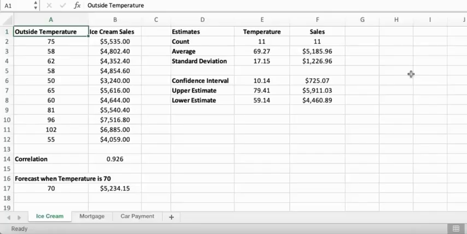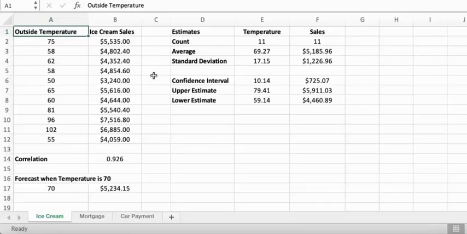So what we've done here is we've gone back through our records. We've randomly selected 11 days and recorded the sales for those days. We then did an internet search and found the high temperature outside for each of those days. And we've constructed a limited sample here of 11 observations.